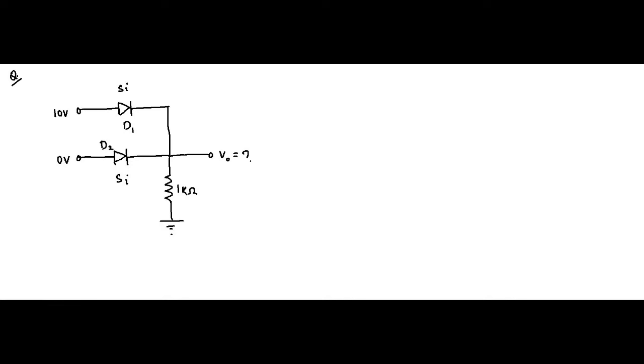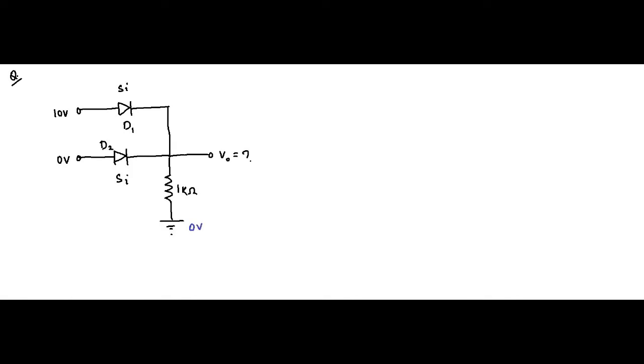So the solution of this circuit is very simple, but why I have picked this circuit will be a very interesting thing, so we'll discuss that later. First let us determine the parameter which is asked here, this output voltage. As you can see, the first diode D1, its P end is connected to 10 volt, the N end is connected to ground, and the second diode D2, its P end and N end both are connected to 0 volt. Ground means 0 volt.